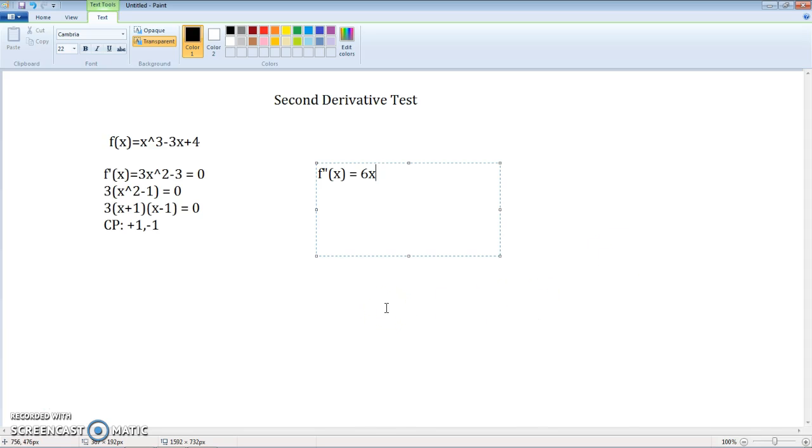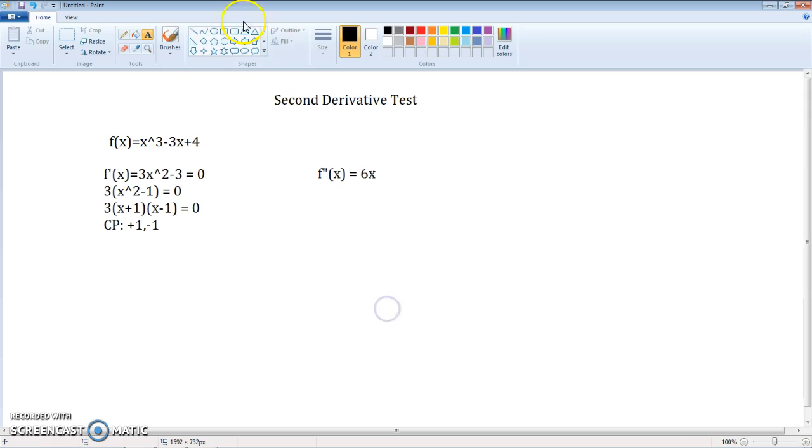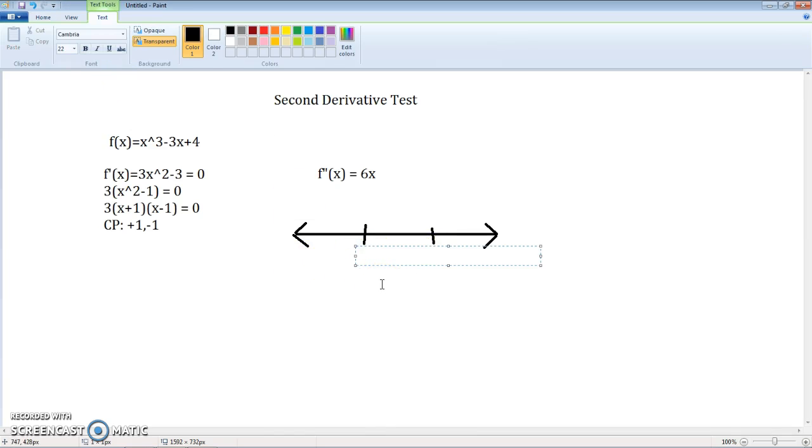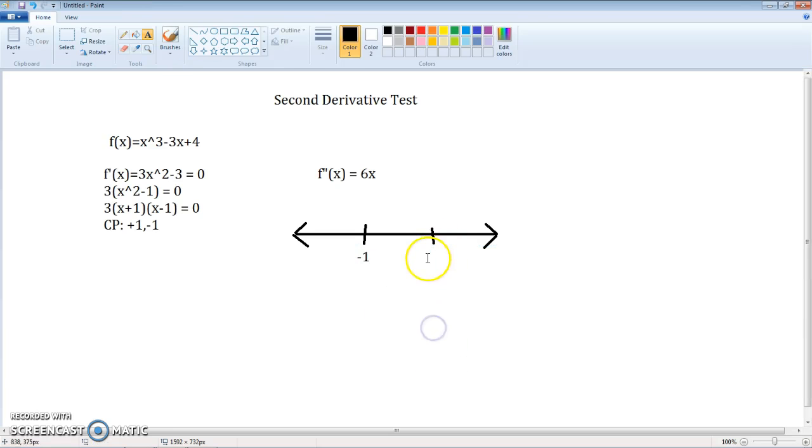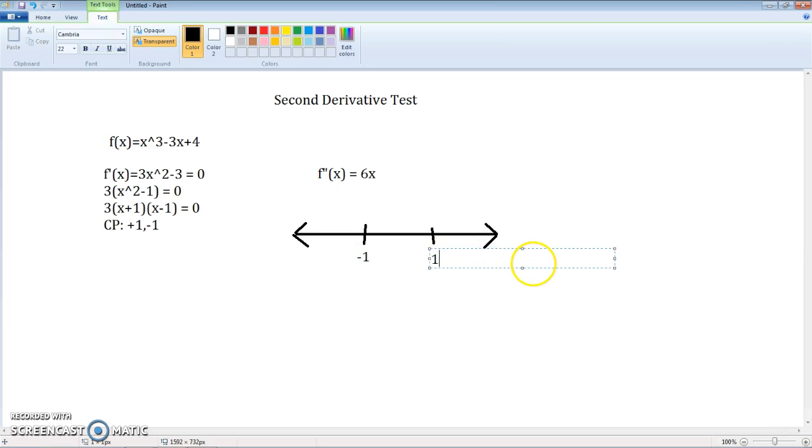Now that we have the second derivative, I'm going to be using a number line as it's the easiest method. So I'm going to be drawing a number line here, with arrows and everything. And I'm going to be using those critical points as the points on the number line. So right here, I'm gonna have -1, and right here I'm gonna have 1.